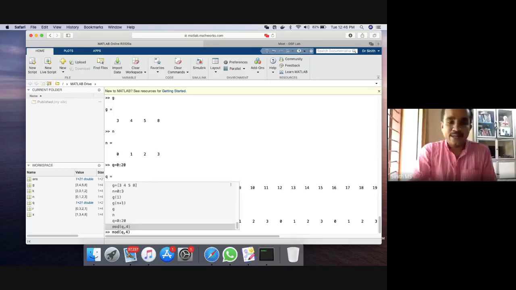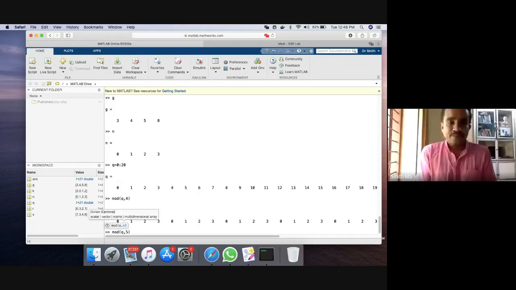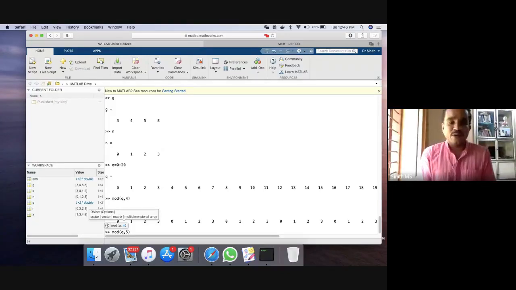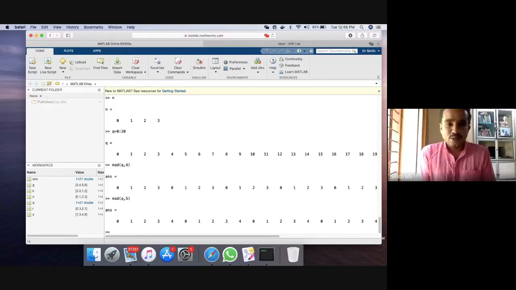Okay, now suppose you take mod q comma 5, what do you expect? Can one of you unmute and tell? 0, 1, 2, 3, 4, 0, 1, 2, 3, 4, 0. Very good. 0, 1, 2, 3, 4, 0, 1, 2, 3, 4 like that. So let us see.